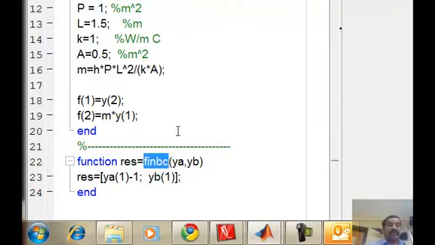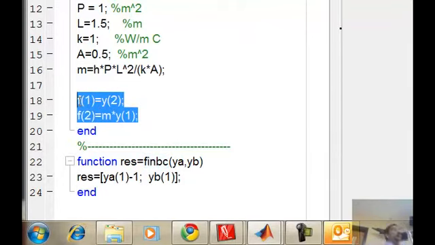So what you must recognize in these two functions is the two functions that we wrote down on a piece of paper. What is F1 and what is F2? That goes into this function. And what is YA1 minus 1 and YB1? Okay, these are the two boundary conditions that we wrote. The crux of the problem is in those three lines. The rest are all setting up communication between BVP4C and these two functions.